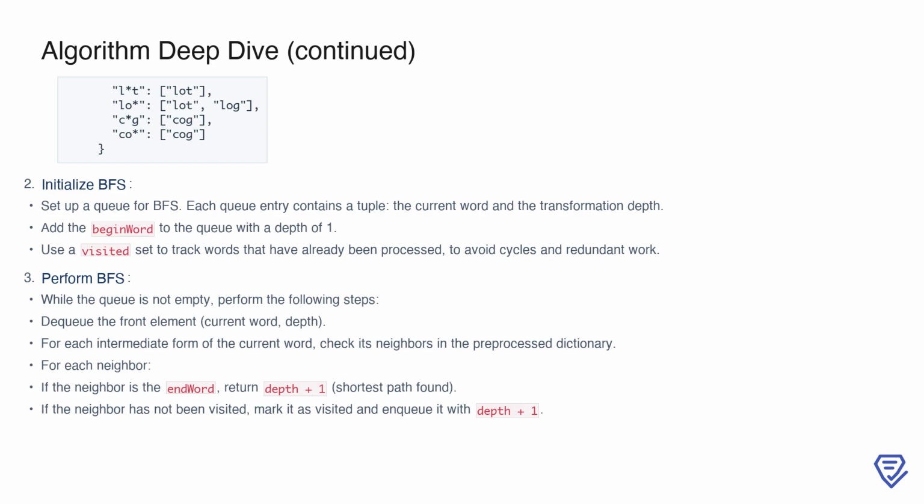While the queue is not empty, we repeatedly dequeue the front element, which gives us the current word and its associated depth. For each intermediate pattern of the current word, we look up its neighbors in the pre-processed dictionary. If a neighbor matches the end word, we can immediately return the depth incremented by 1, as we have found the shortest transformation sequence. Otherwise, if the neighbor has not been visited, we mark it as visited and enqueue it with an incremented depth. This process ensures that we explore all transformations at the current depth before moving deeper, a key property of BFS that guarantees the shortest path.